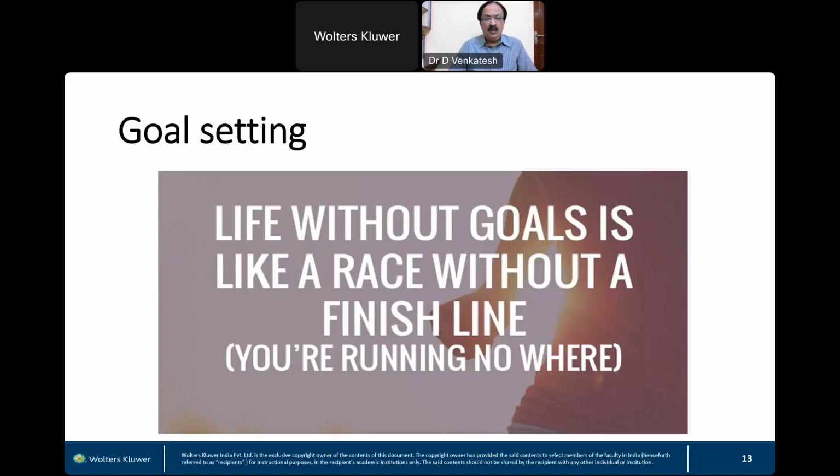So, life without goals is like a race without a finish line, and you are running nowhere. And this is the reason why I talked about the Columbus School. In the initial euphoria of getting into a medical profession, we lose our way in terms of planning or setting the goal. When we have not set the right kind of the goal, we are not able to plan effectively, and therefore we will not be able to reach the desired destination. So it is necessary that you understand what is goal, what are the types of goal, and you set the goal and start working towards the goal.